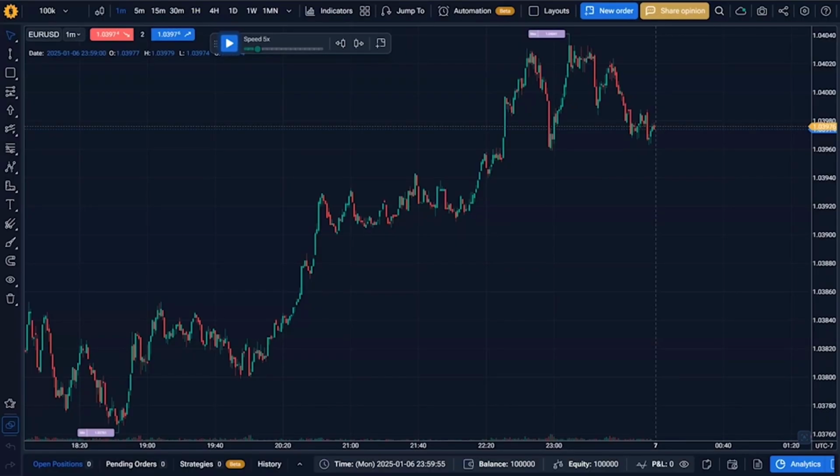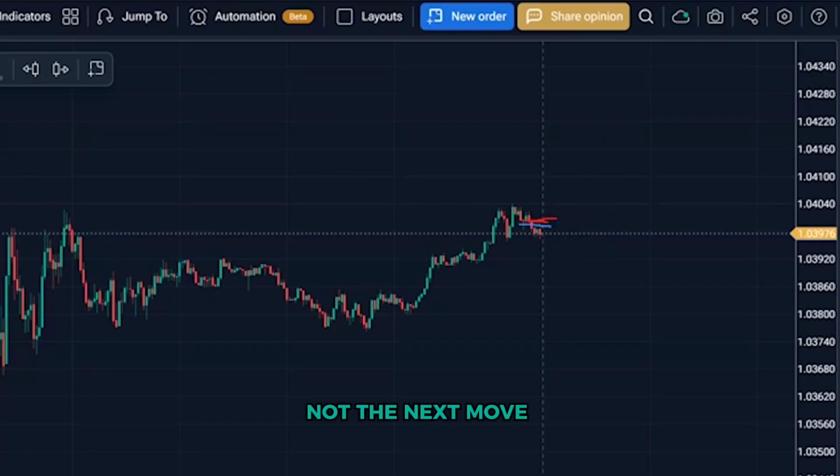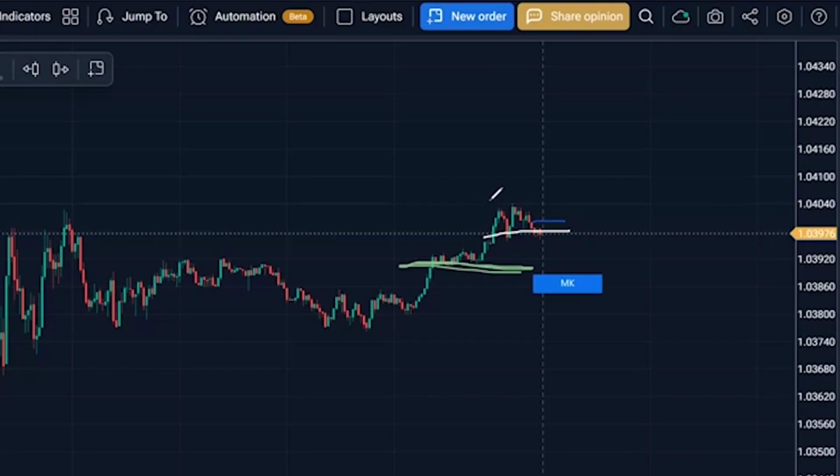But we're going to do one more, just for kicks and giggles, on the 5-minute chart. Where is the last move on the 50? Not the next move, the last move. All right, for those of you who meant to draw here, you would be correct, because this is the move from here to here. It came down to the 50, came back up, and came right back down to it. So the 50 of this move is right here.